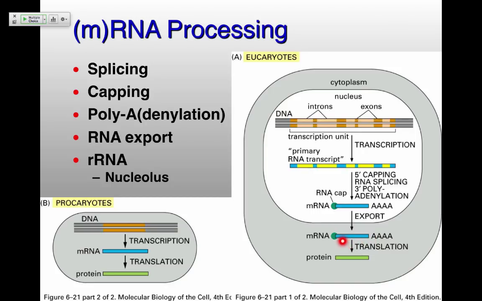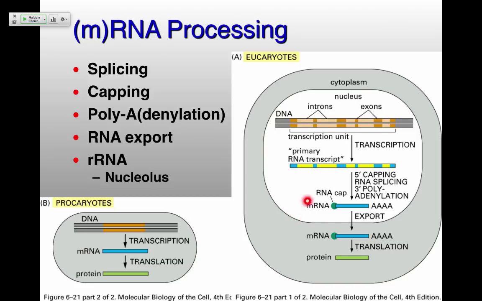There are a couple of things that happen there. We've already talked about introns and exons. So these introns are pieces of DNA which get transcribed into RNA. So they're transcribed, but then they're removed through the process of splicing. And we'll talk quite a bit about splicing today.